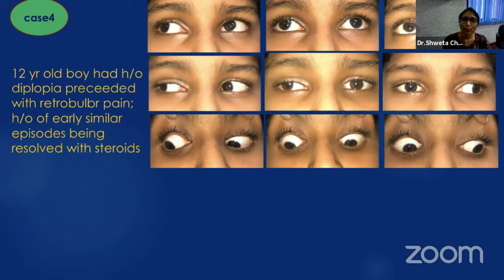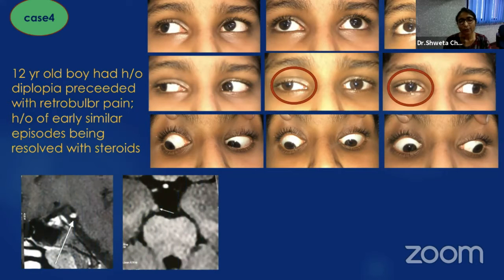Now, another example, a 12-year-old boy presented with a recurrent history of right third nerve palsy. On imaging, it showed a right third nerve schwannoma.